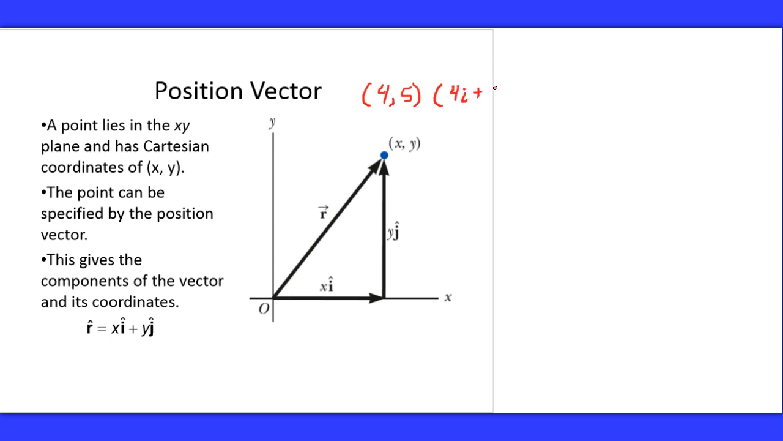4i plus 5j. And we put our little hats above the i and the j. And so again, it's just a different way to write our vectors. And this is really, really helpful when we have more than 2 dimensions, such as 3, 4, 5 dimensions.